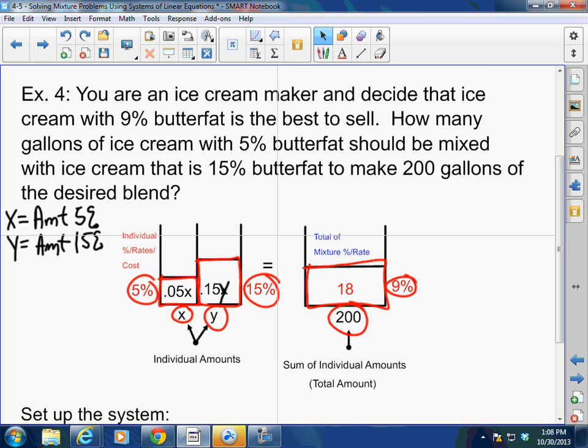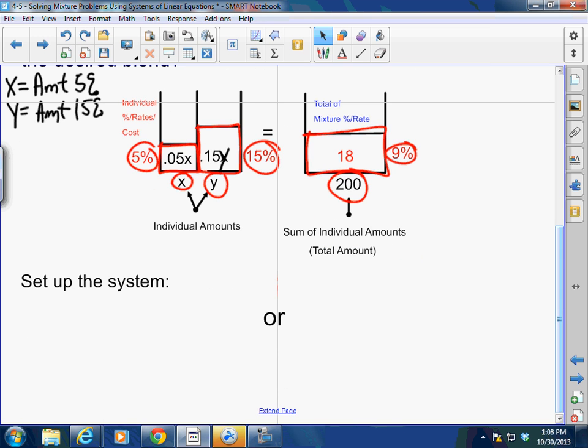So now, what are my equations here? Equals 18, yes. I don't want to work with fractions, so multiply everything by 100. Bam. 5x plus 15y equals 1800.